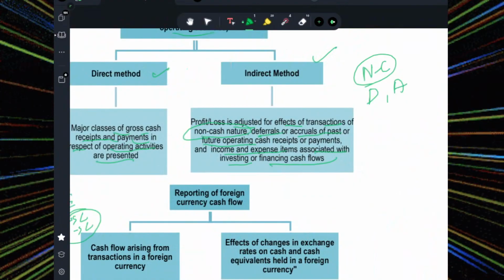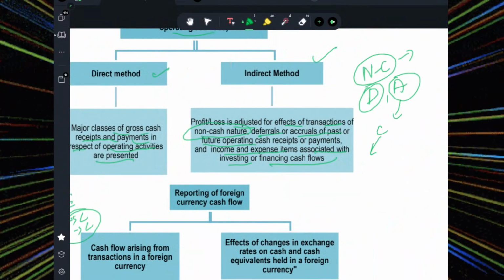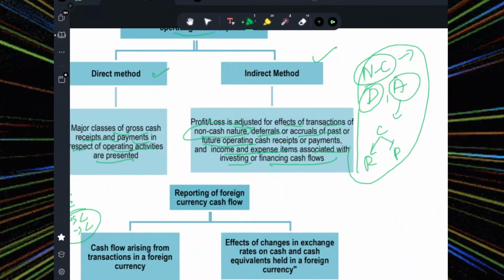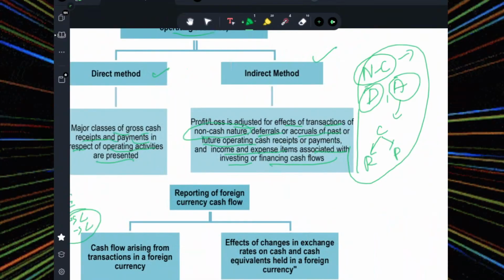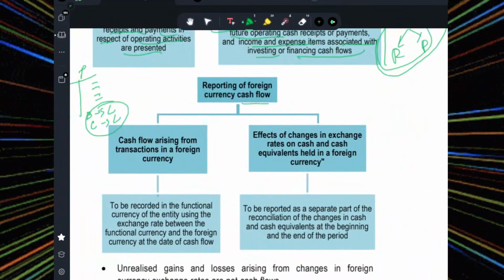So these are the things: non-cash items, deferral, accrual of past and future cash receipts and payments. These are the things to be considered, and also the income and expense items associated with the investing and financing activity. These are the cash receipts and cash payments associated with investing and financing cash flow. These should all be included.